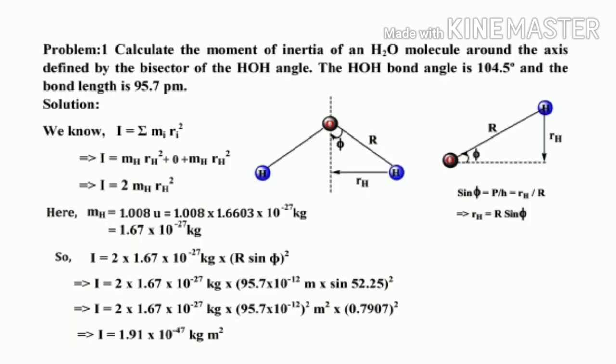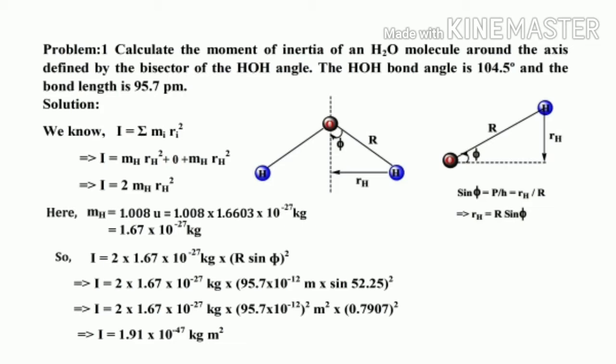Now, let us solve a numerical problem based on the moment of inertia of a molecule. This is an important problem which was asked in degree level exam as well as in JAM and GATE exams also. The problem is: calculate the moment of inertia of water molecule around the axis defined by the bisector of the HOH angle. The HOH bond angle is 104.5 degree and the bond length is 95.7 picometer. So let us solve this problem.